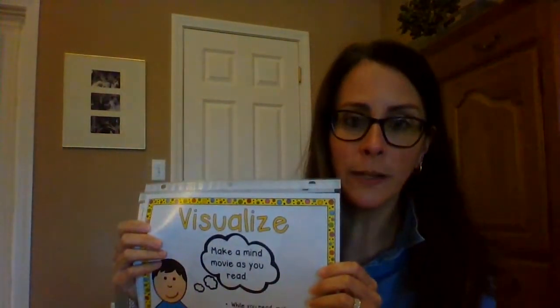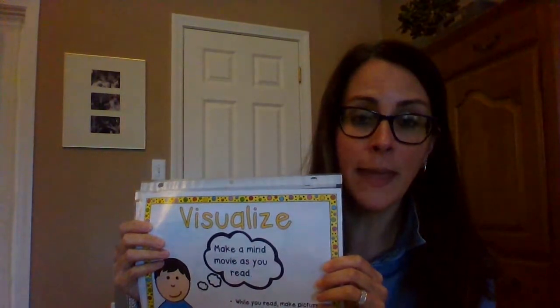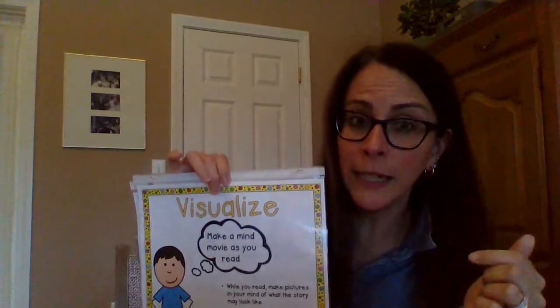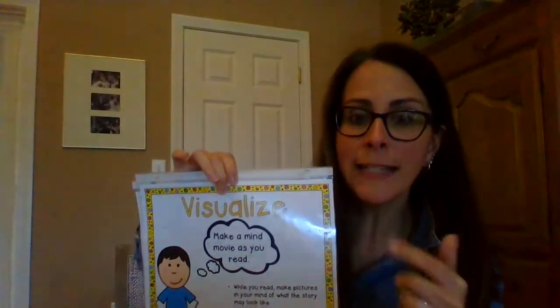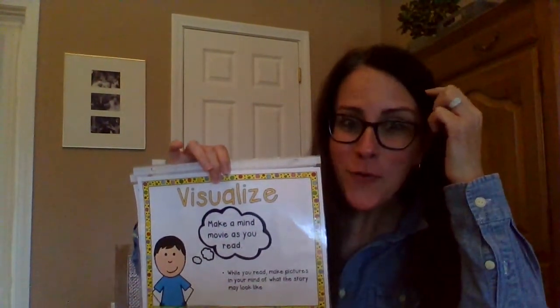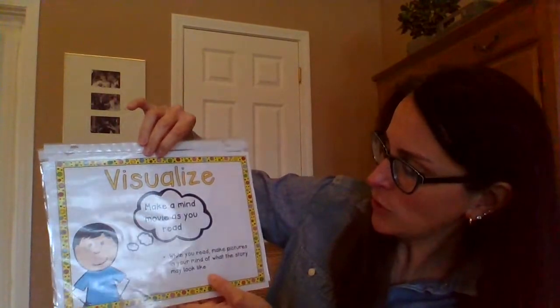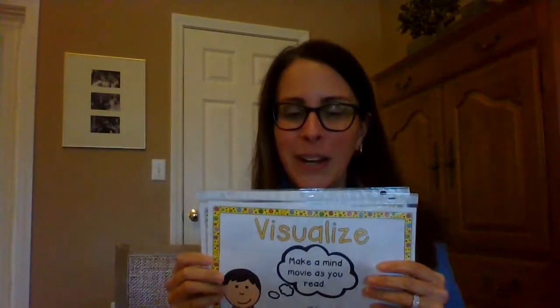Remember that good readers are good listeners, and they make connections and they ask questions. And they can visualize what they're either reading or listening to. So as I'm reading to you, I want you to have a movie happening in your head. And this is going to be a great story in order for you to make a movie. So while I read, make pictures in your mind of what the story may look like. And you're going to do a good job with this. I just know it. So these are going to be the strategies we're working on. Visualizing and asking questions.